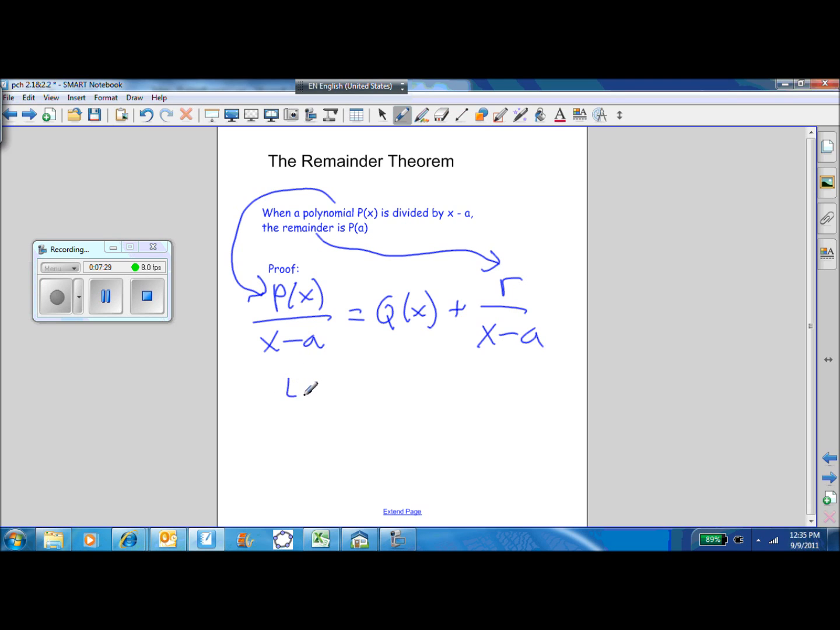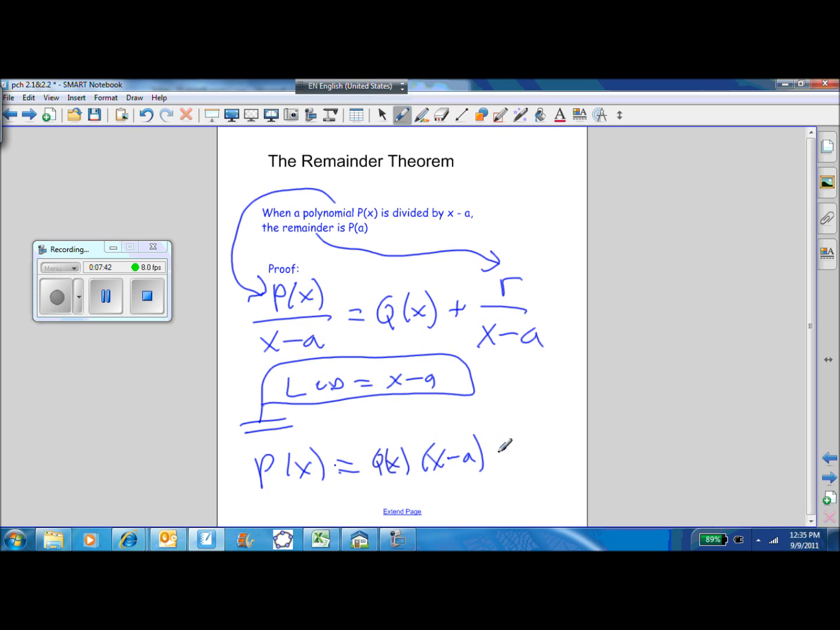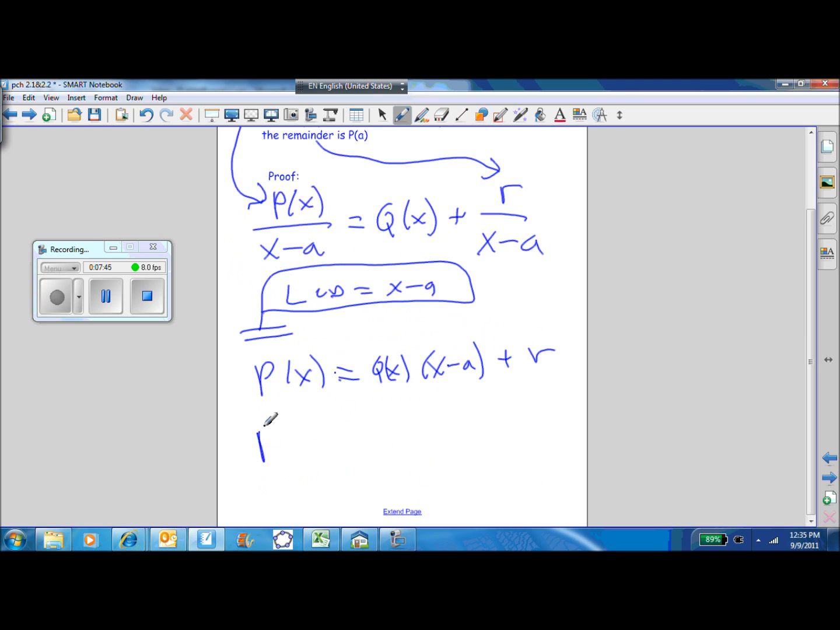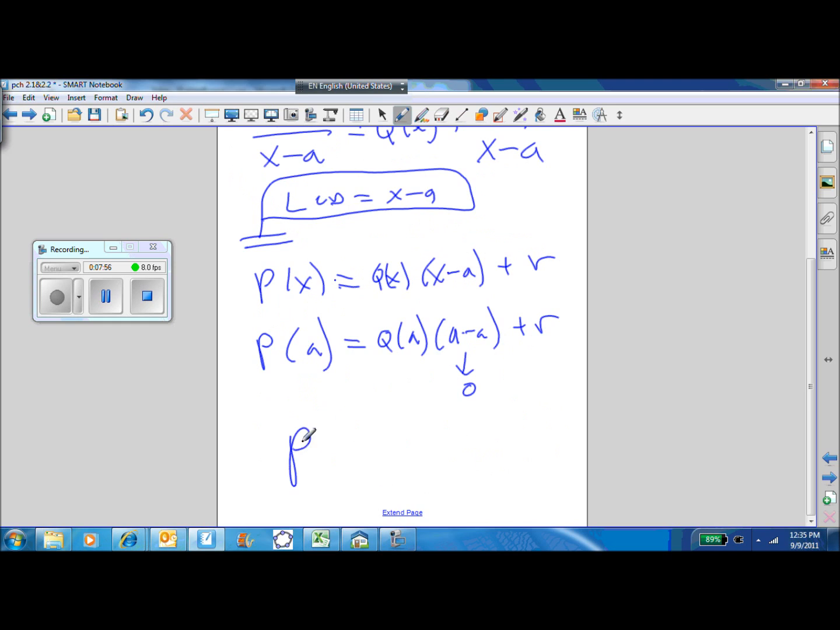Now, if we multiply through by an LCD of x minus a, we'll end up with p of x equal q of x times x minus a plus r. And when you substitute an a, put a in for x, p of a equals q of a times a minus a plus r. Well, this is 0. So there you go. P of a equals the remainder. And it's an amazing result. And so when you're asked questions about how to find a value of a function, you can go through synthetic division and just look at the bottom right-hand corner.